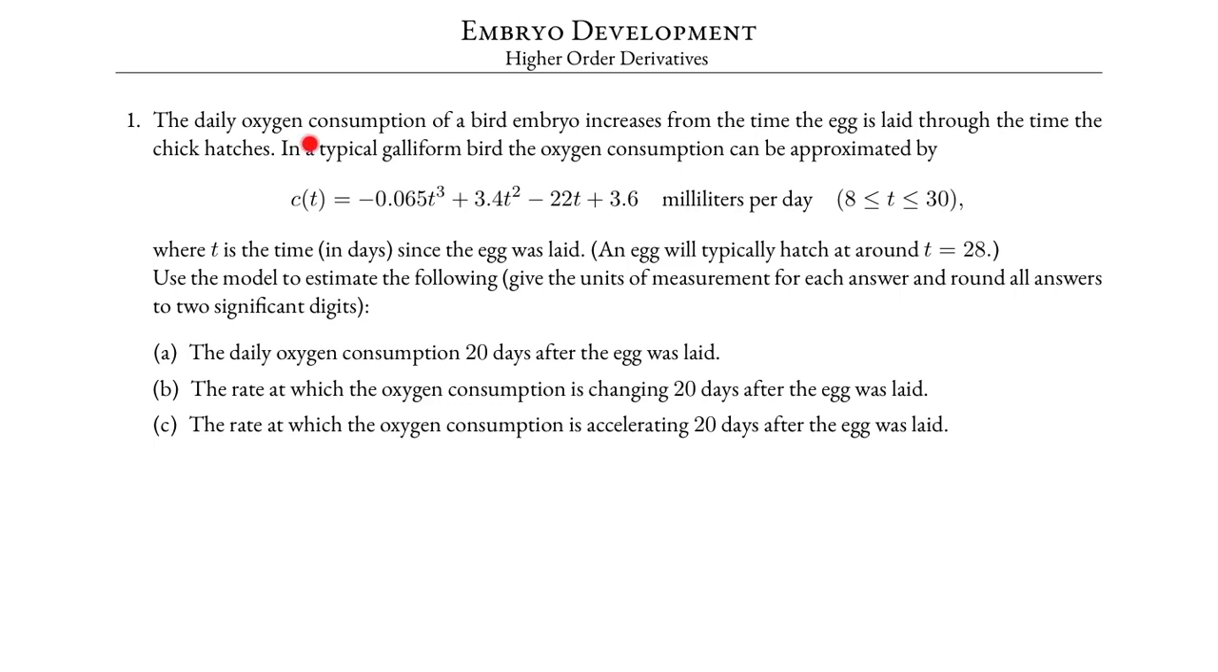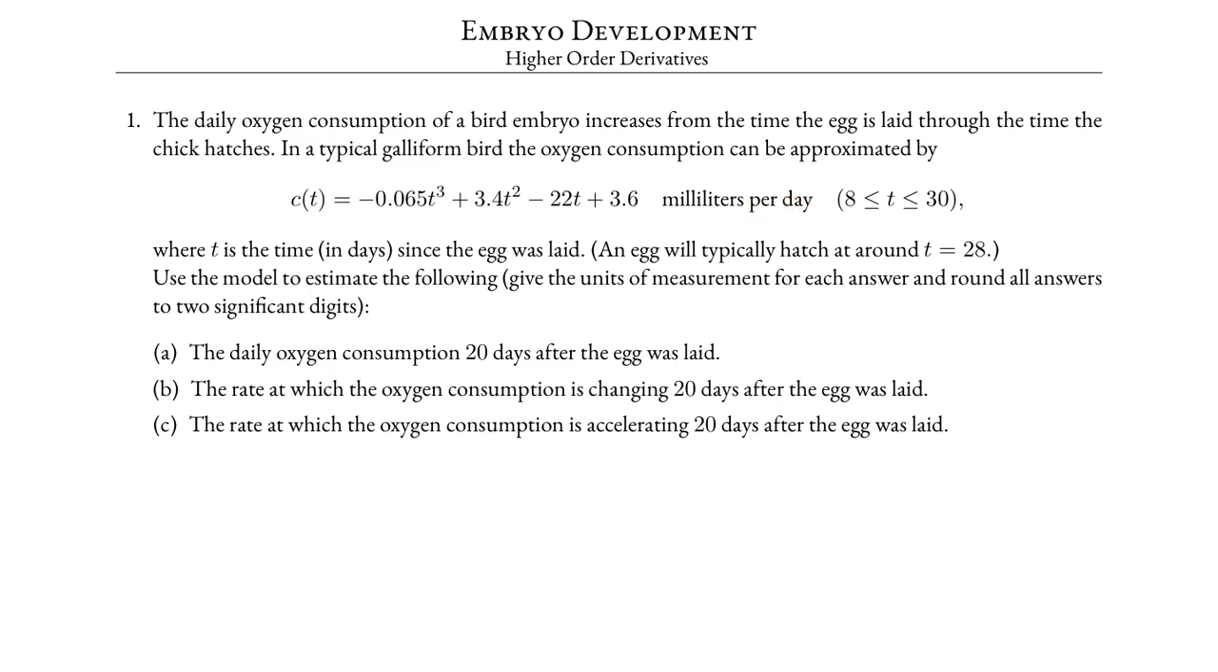The daily oxygen consumption of a bird embryo increases from the time the egg is laid through the time the chick hatches. In a typical galliform bird, the oxygen consumption can be approximated by the function C(t) = -0.065t^3 + 3.4t^2 - 22t + 3.6 milliliters, and this is the daily oxygen consumption, so this is per day.